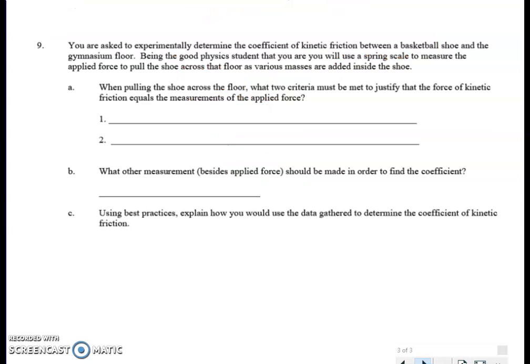All right, last one was an experimental problem, and we really need to work on this. We did this lab. There's two criteria such that the applied force, which you are measuring directly, is the force of friction. First one, most of you got. We had to be at a constant velocity. Or you could say no acceleration. The other part is you got to pull horizontally. Because if you don't pull horizontally, then what you're reading on the spring scale isn't going to be the horizontal force, which you're assuming is the force of friction.